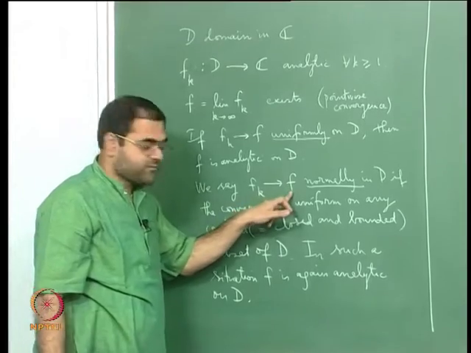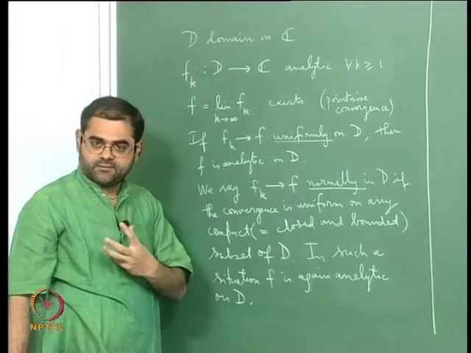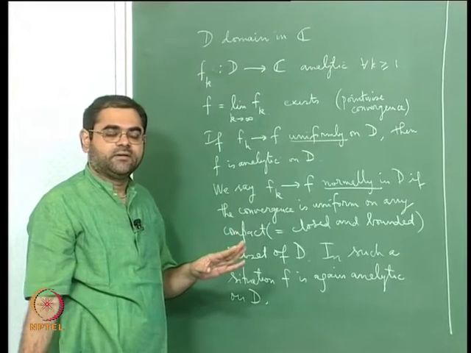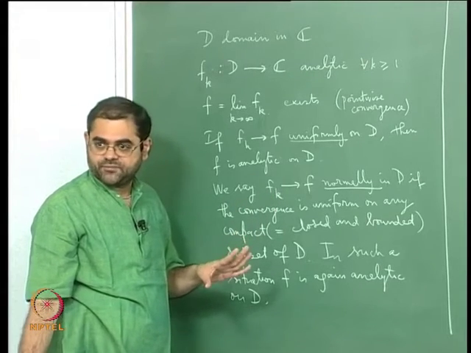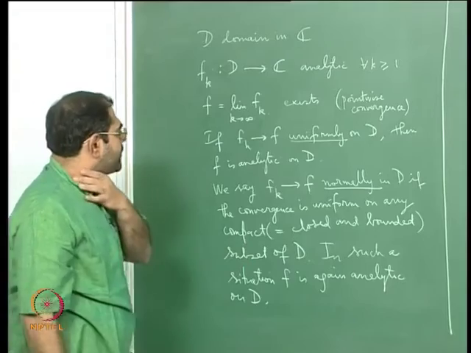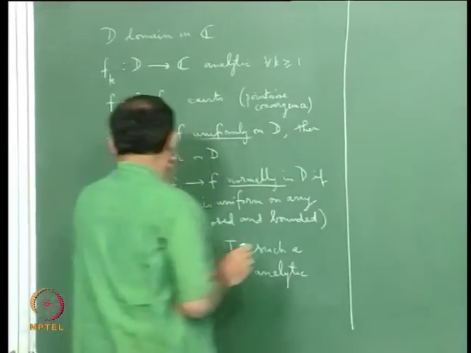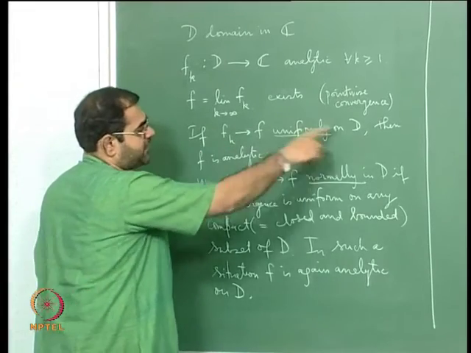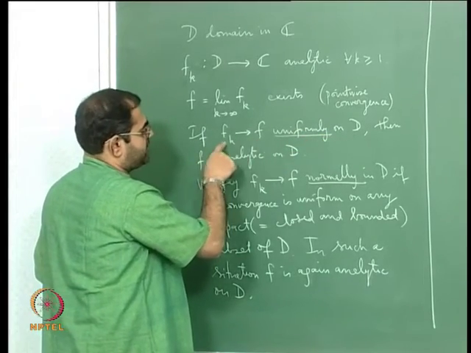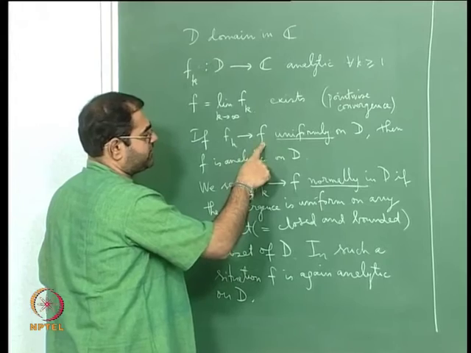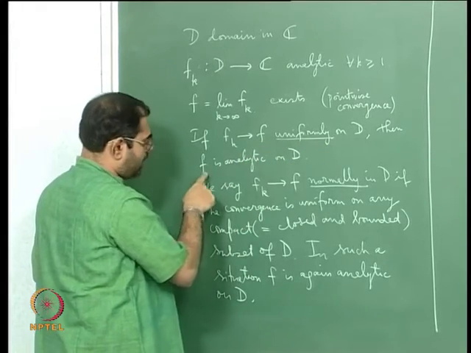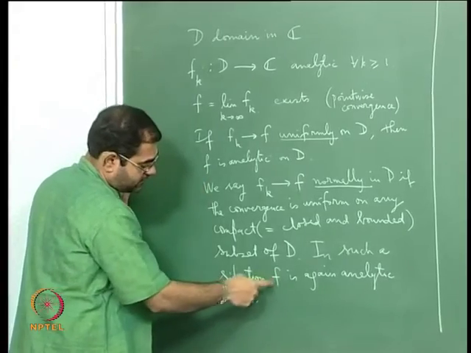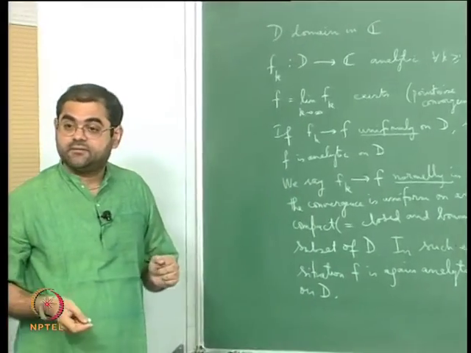That is, a zero of f is an accumulation point of zeros of fk, that is essentially what Hurwitz's theorem is. But before that, let me take a small diversion to explain why it is that if fk converges to f uniformly or even normally, the limit function is again analytic.